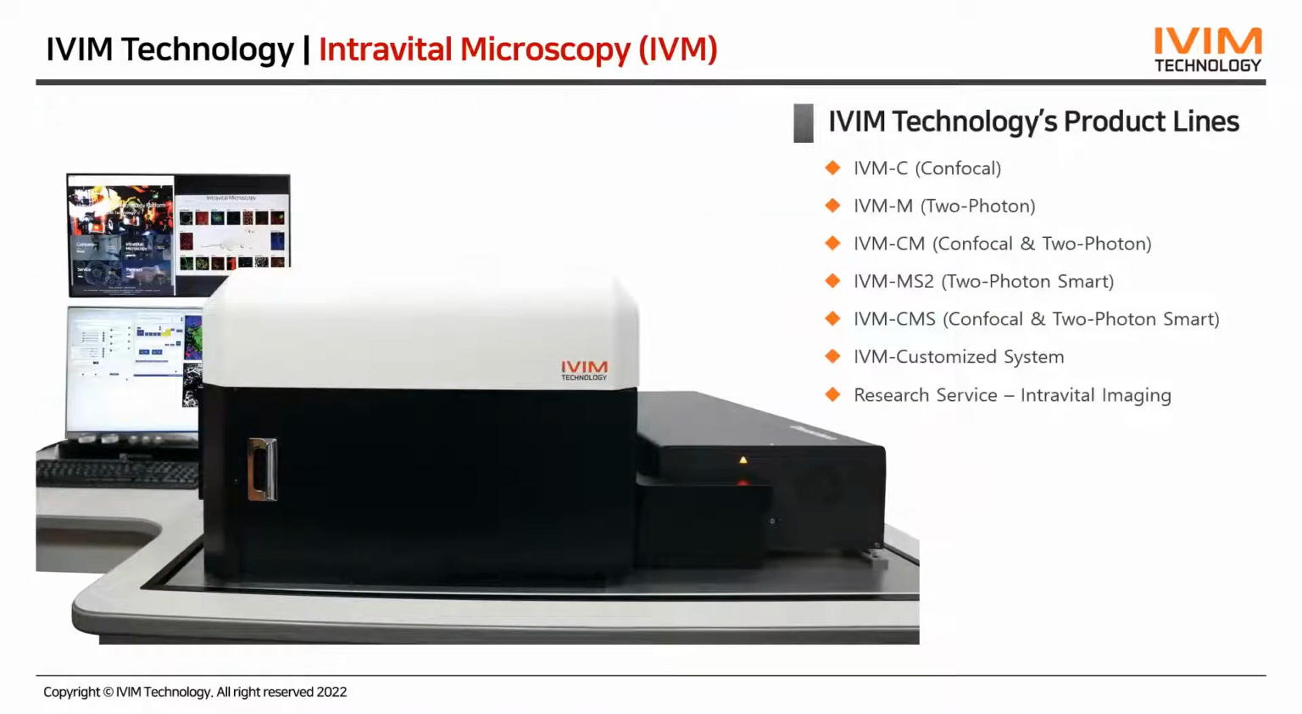IVIM technology provides an all-in-one intravital confocal and two-photon microscopic system, which is IVIM-C, IVIM-M, CM, MS2, CMS, and customized systems. C is the confocal-only model, M is the multiphoton-only model but with a wavelength-tunable laser, and CM is the combined model of the confocal and two-photon microscopy. IVIM-MS is the most compact and simple version of two-photon with a 920 nanometer wavelength fixed laser module.